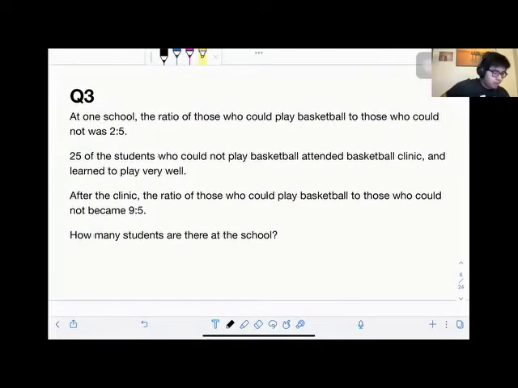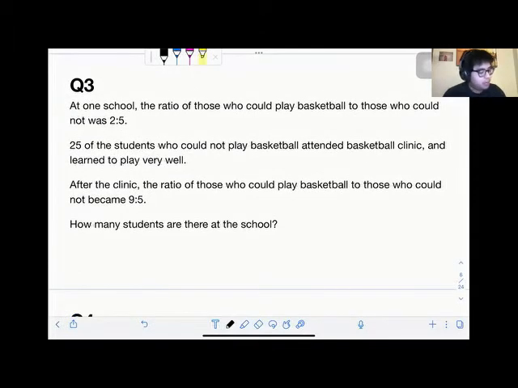Question 3. At one school, the ratio of those who could play basketball to those who could not was 2:5. 25 of the students who could not play basketball, nag-attend sila ng basketball clinic. At tuloy naging learn to play very well, learn to play basketball. After the clinic, the ratio of those who could play basketball to those who could not became 9:5. How many students are there at the school?